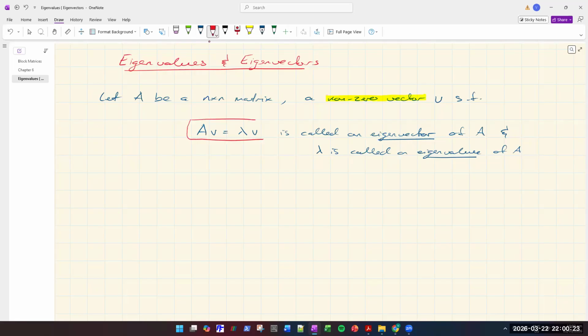AV equals lambda V, or sometimes they use X, AX equals lambda X. Okay, so this V here is the eigenvector, and this lambda here is the eigenvalue. Sometimes we put these two together, lambda with a corresponding eigenvector, and this is called an eigenpair.